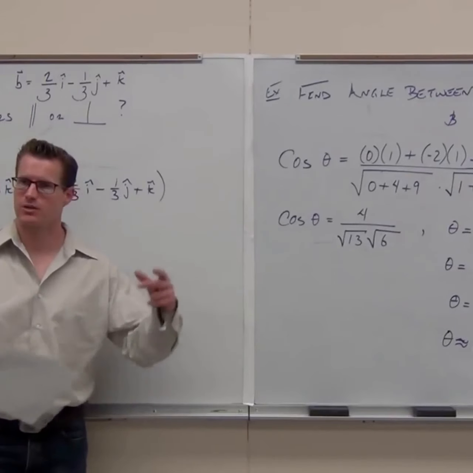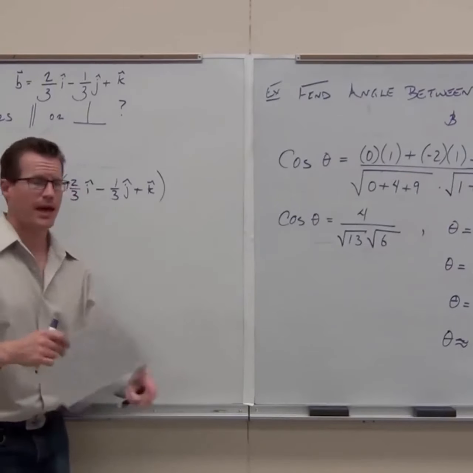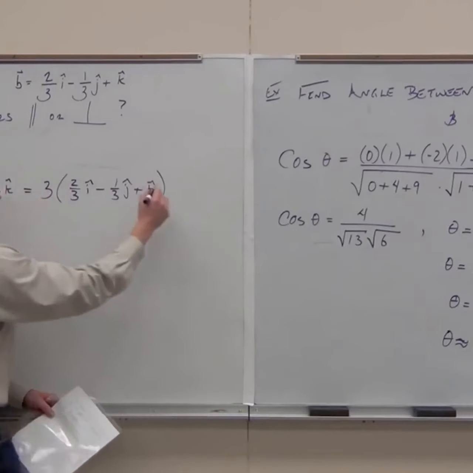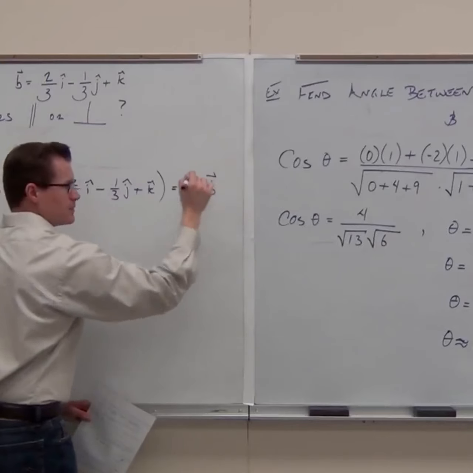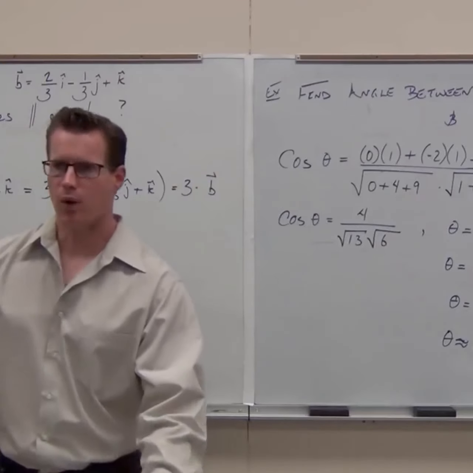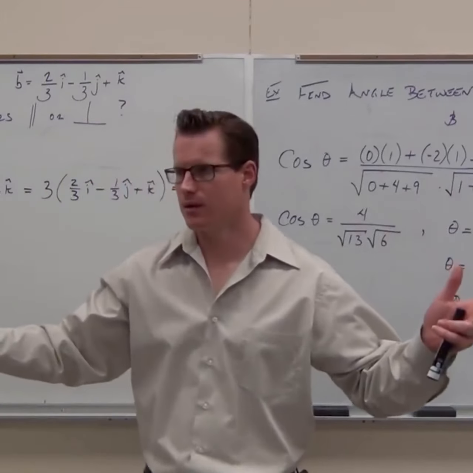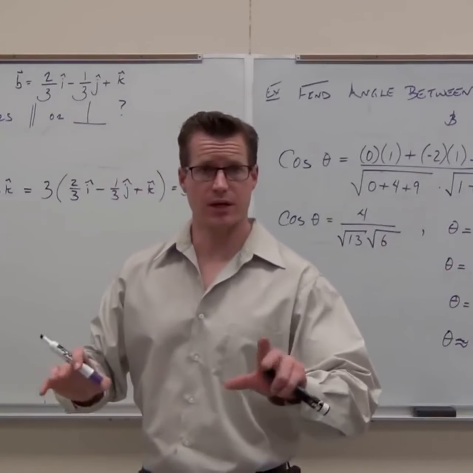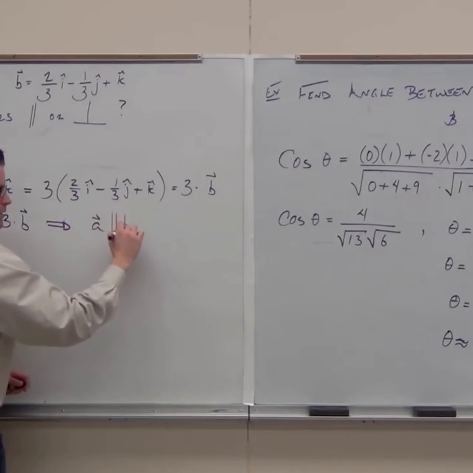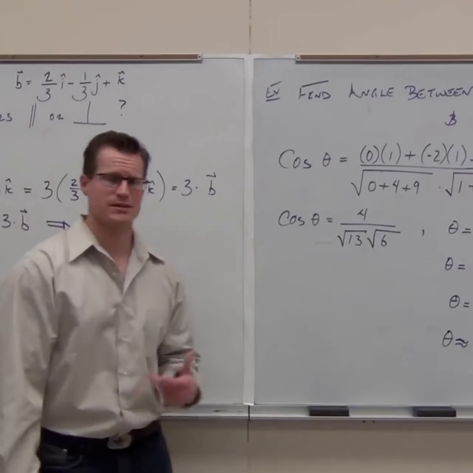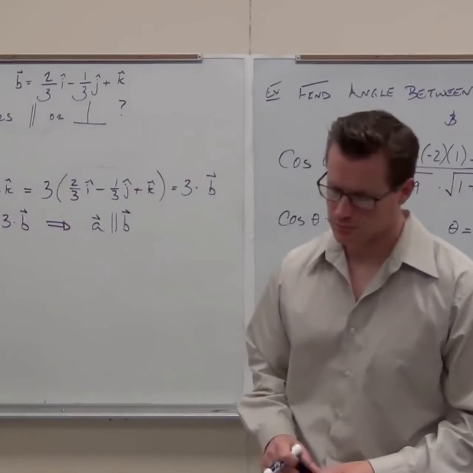If you can factor out a number from one vector and get a number, a scalar, times a different vector, that is how I want you to prove for all time that two vectors are parallel. This right here proves it. This says that A is a scalar times B, and therefore A is parallel to B. And that's the shorthand way that we write that.